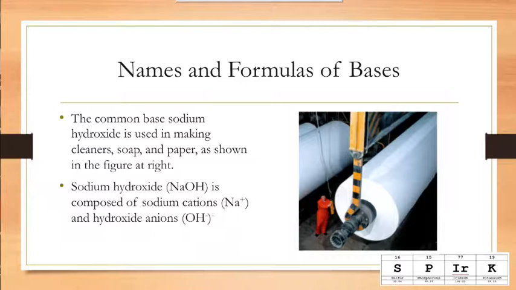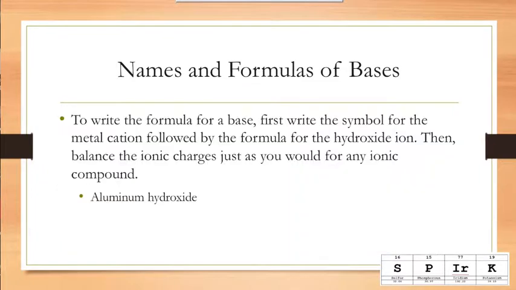Sodium hydroxide, NaOH, is composed of sodium cations, Na+, and hydroxide anions, OH-. So to write the formula for a base, we first write the symbol for the metal cation, followed by the formula for the hydroxide ion. Then balance the ionic charges just as you would for any other ionic compound.